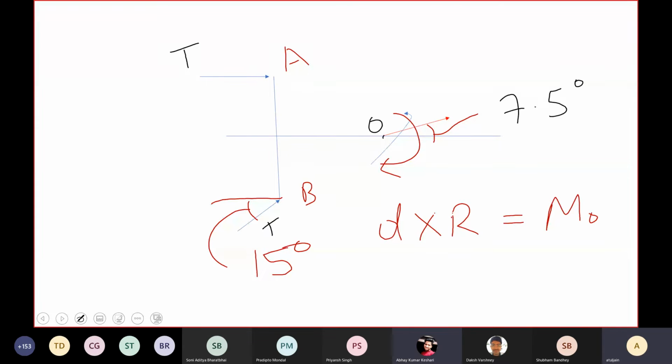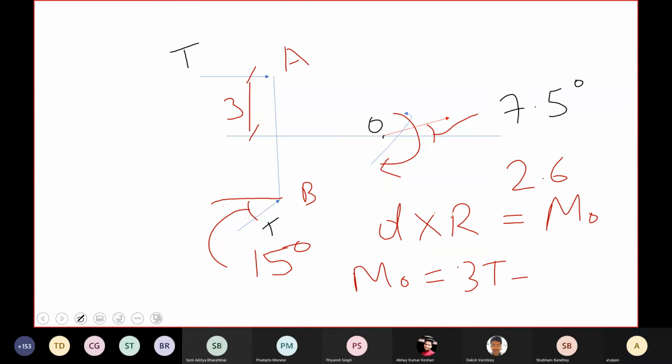And, oh sir, I got it. M0 is something like 3T minus 3T cos 15 plus 10T sin 15. So I get M0 to be something like 2.6904T. From that, I can get the value of D, which will come out to be 1.375 meters.